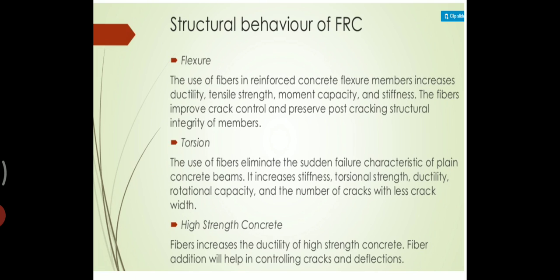Then next the torsion. The use of fibers eliminates the sudden failure characteristic of plain concrete beams. It increases stiffness, torsional strength, ductility, rotational capacity and the number of cracks with a less crack width. Then high strength concrete. Fibers increase the ductility of high strength concrete. Fiber addition will help in controlling crack and deflections.